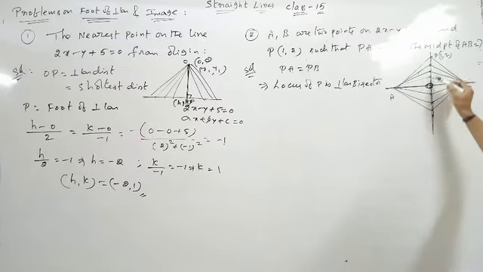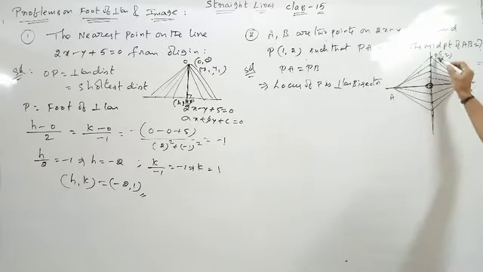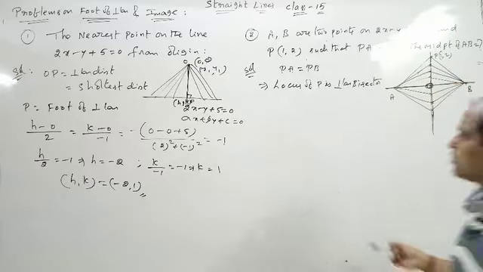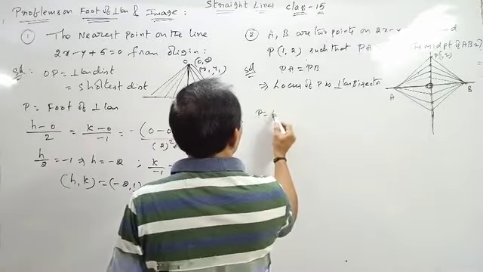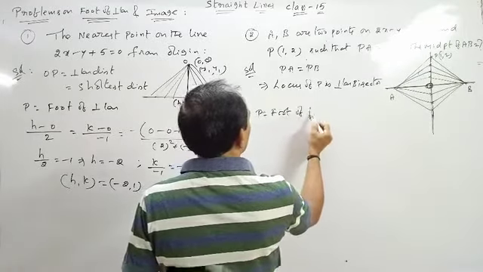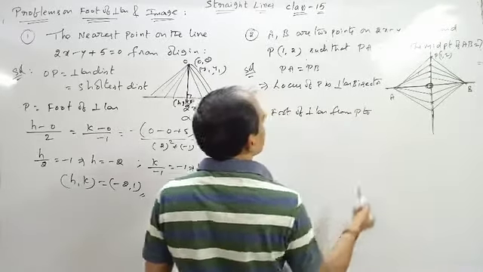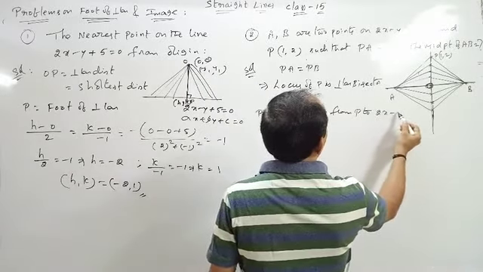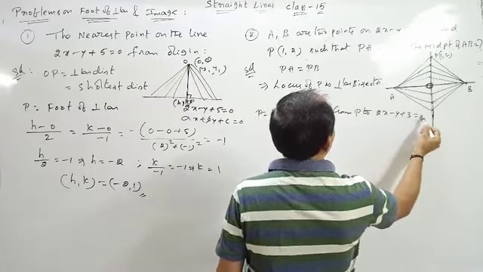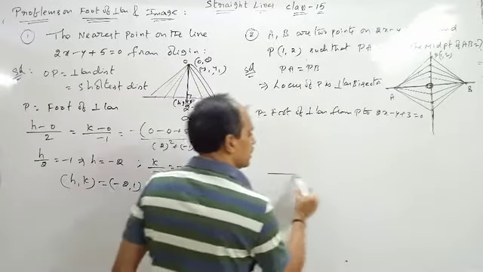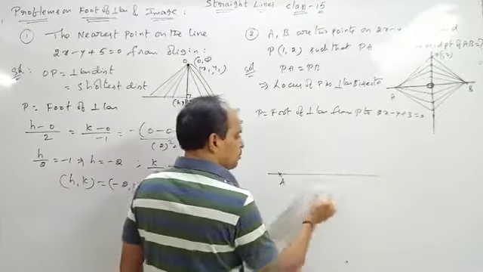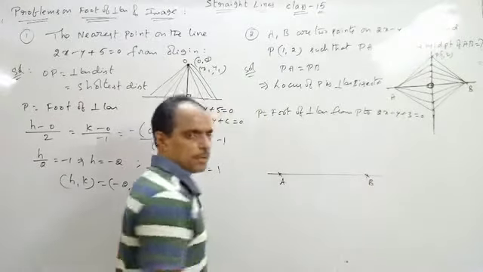So this point is nothing but the foot of perpendicular from this point to this line. So P is equal to the foot of perpendicular from P to 2x minus y plus 3 is equal to 0. Let me explain once more, look. Here is a line. Here is one point A and another point B.